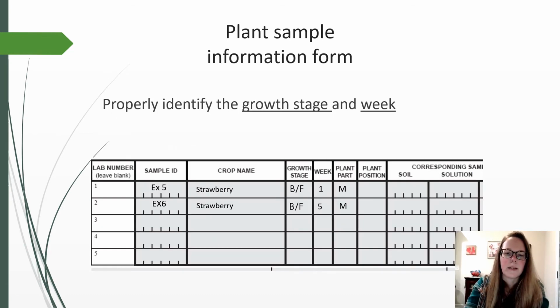This example plant information form shows where to report the growth stage, bloom and fruit, and the corresponding week. When submitting the petioles, they are considered part of the same sample. They should be bagged separately, but labeled with the same sample ID as the most recent mature leaf that they were detached from. Many labs in the Mid-Atlantic region analyze strawberry samples. NCDA accepts out-of-state tissue samples at a 1 to 2 day turnaround time from receipt.